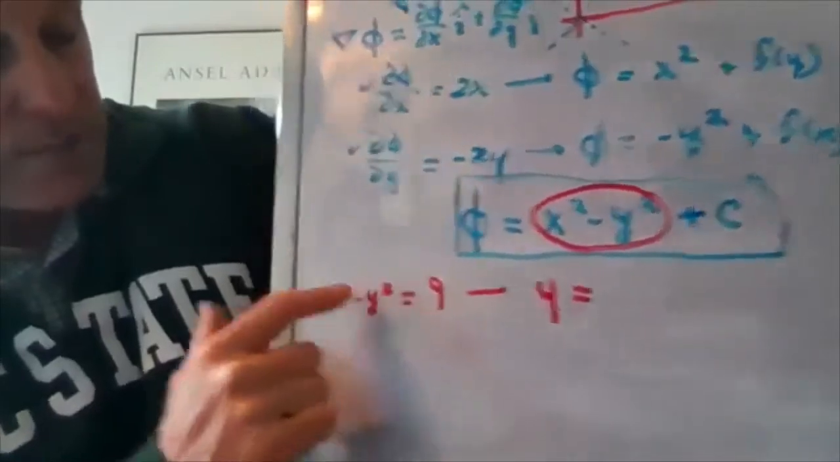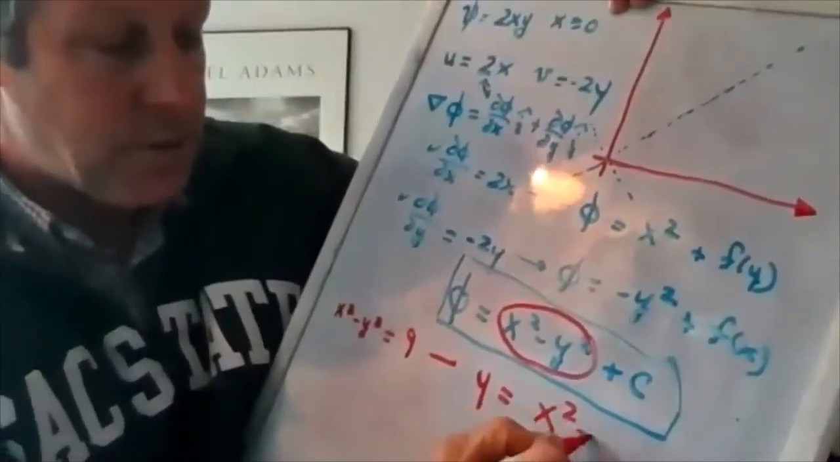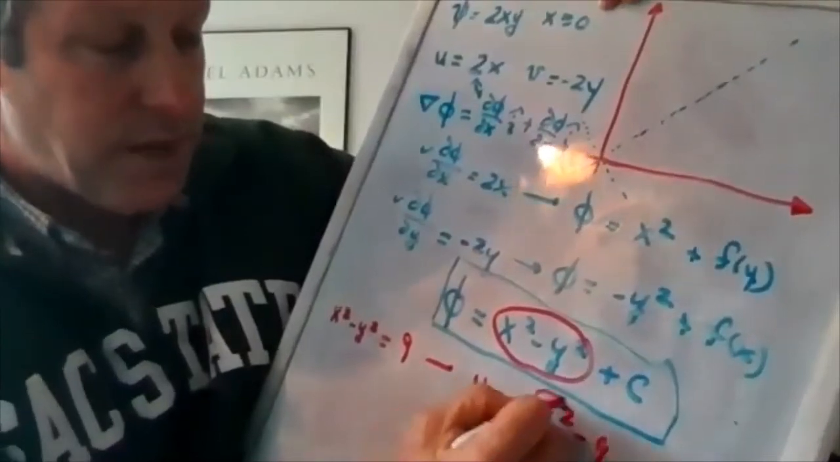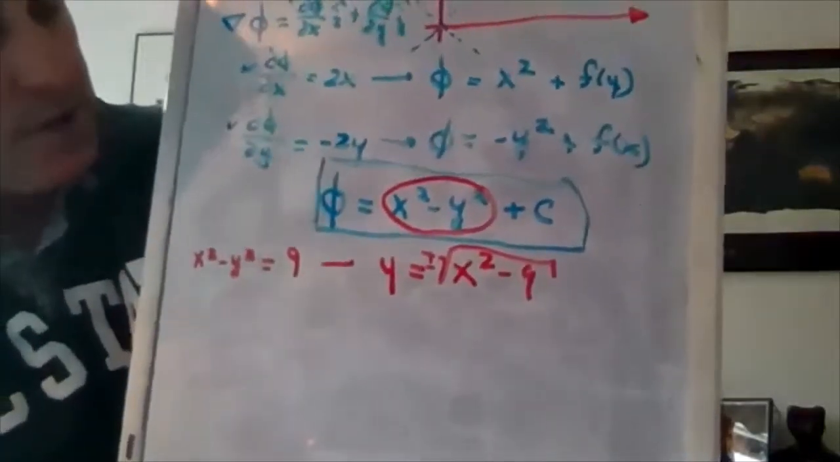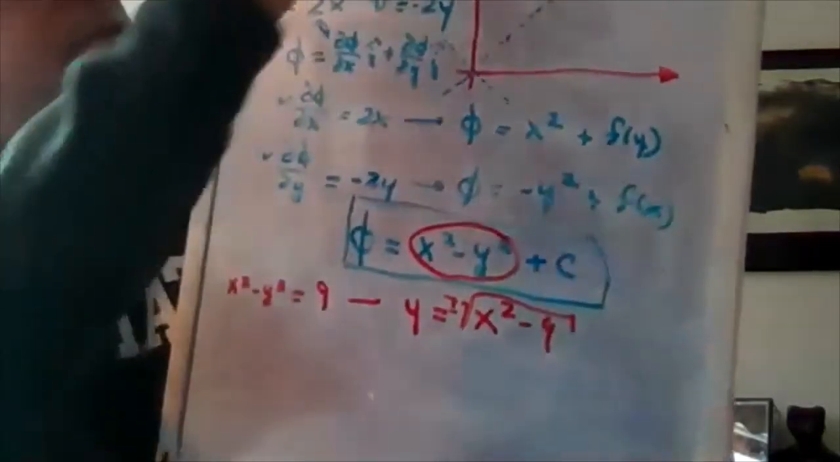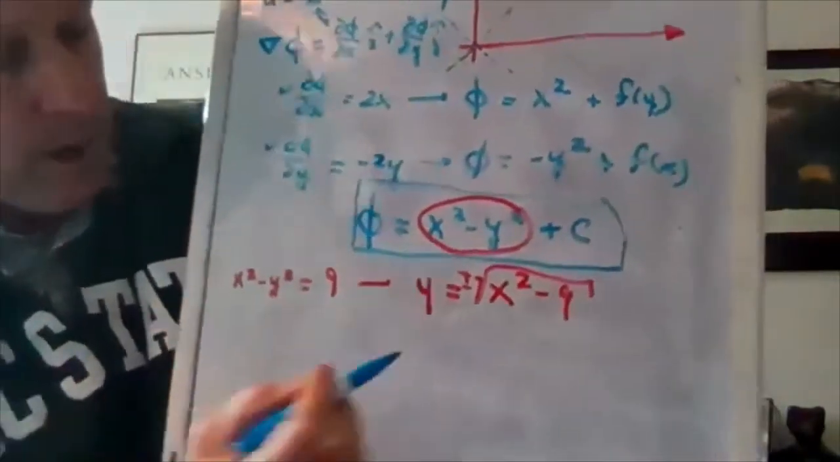So I would have y squared is equal to x squared minus 9, and y would be the square root of x squared minus 9, plus or minus. Okay, so let's go ahead and start graphing that. We can start putting x values in there and see what it looks like. I'm going to change colors because I'm going to go up to the graph. All right, and y equals the square root of x squared minus 9.